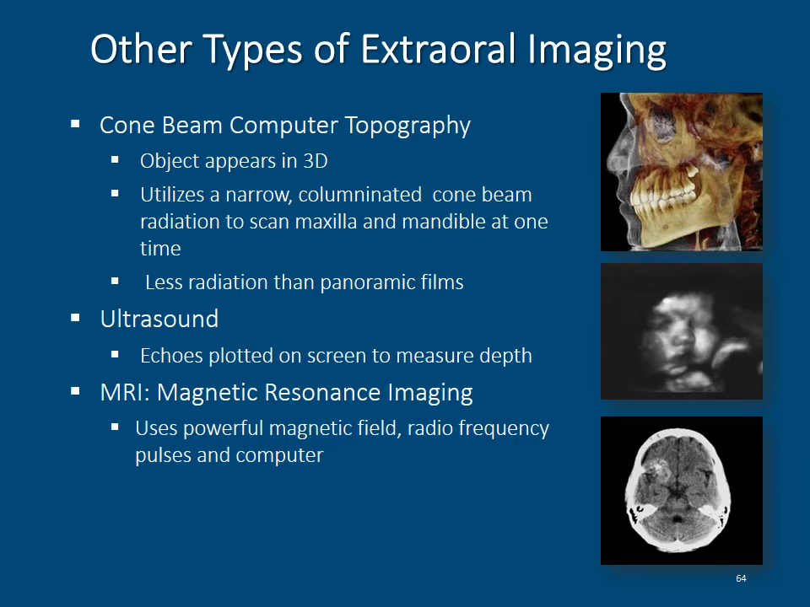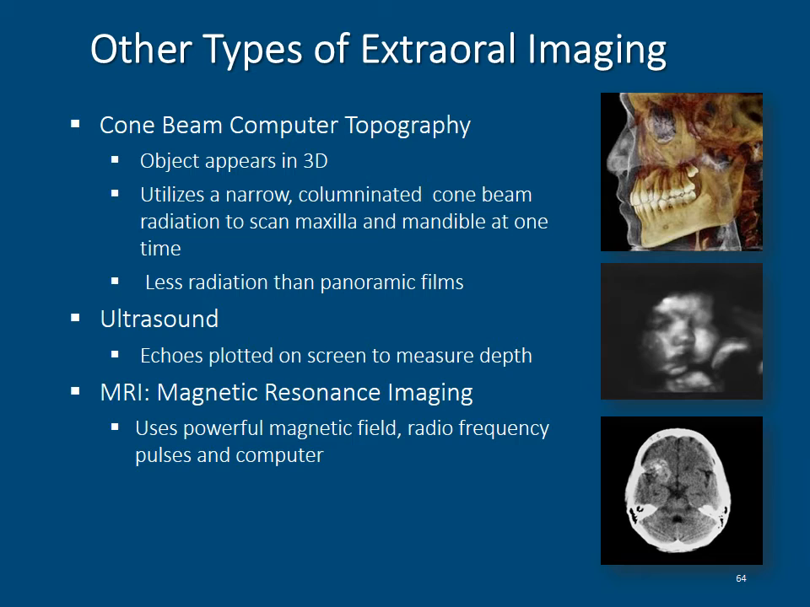One of the most advanced ones is a cone beam computed tomography. This is actually a 3D image. It utilizes a narrow cone beam radiation scan of the maxilla and mandible all at one time. There's quite a little amount of radiation, less than what a panoramic film would provide for the patient, and you can see the image is quite detailed.